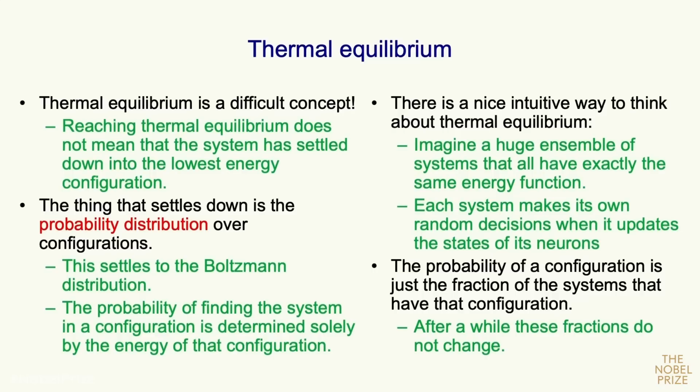And there'll be a certain fraction of the systems that have each configuration. And to begin with, that fraction will just depend on how you started them off. Maybe you start them off randomly, so all configurations are equally likely. And in this huge ensemble, you'll get equal numbers of systems in every possible configuration. But then you start running this algorithm of update neurons in such a way that they tend to lower the energy, but occasionally allow it to go up.